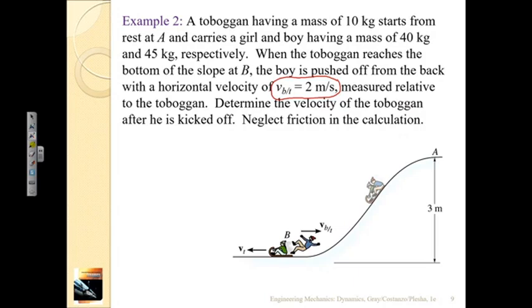I've got this system. This is kind of a problem that's trying to bring us back to a little bit of what we did before. I got some hill. I've got some idea that I started from rest, so V0 is 0 at the top of the hill. What's going to happen? These guys are going to go down the hill together. Life is good. When we get to the bottom, pew, we're going to kick this guy out, right?